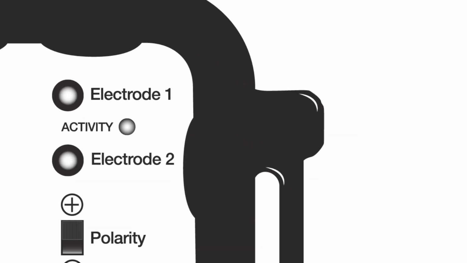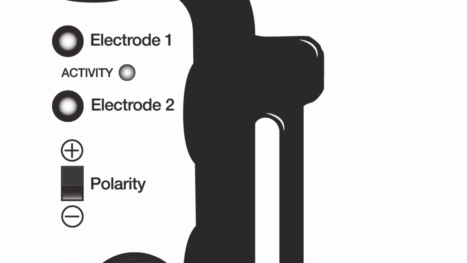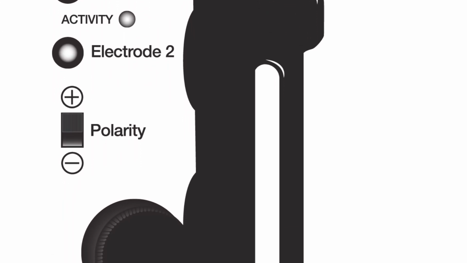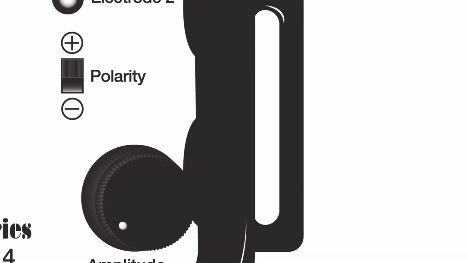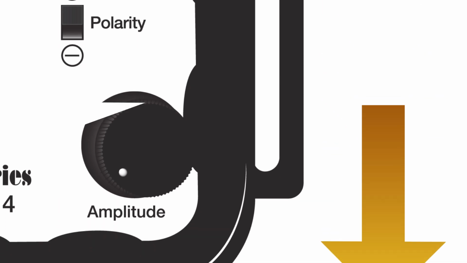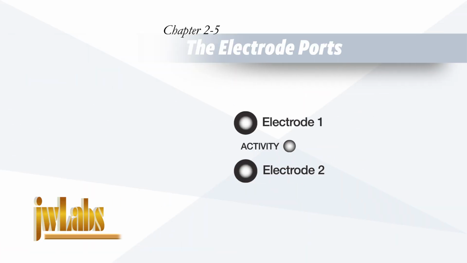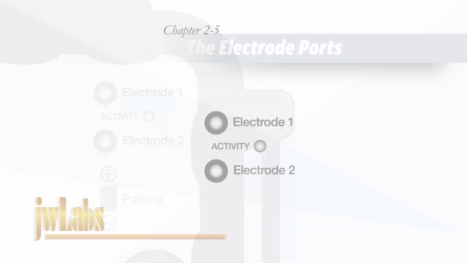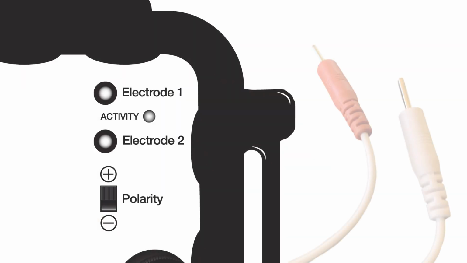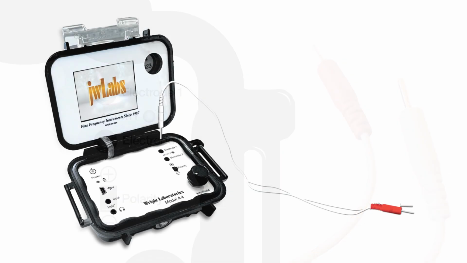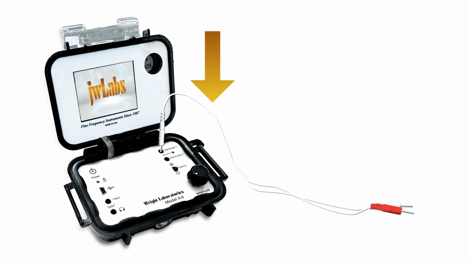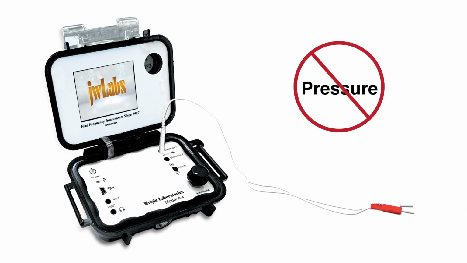Now we'll review the right side of your A4 where the output components are located. Just as with the input components, we'll go from the top down. The electrode ports. These ports are where you will plug in the electrode wires. Make sure to insert them in a straight downward motion and don't apply pressure when inserting or removing the electrode wires, as this can damage the ports.